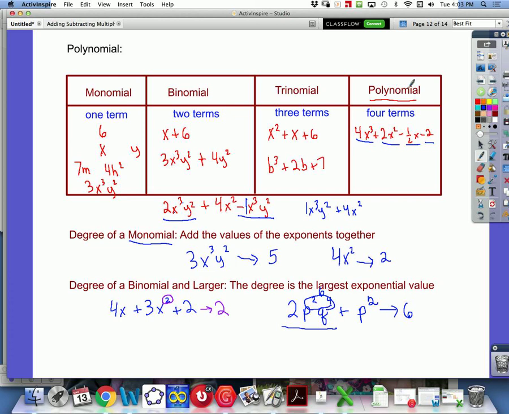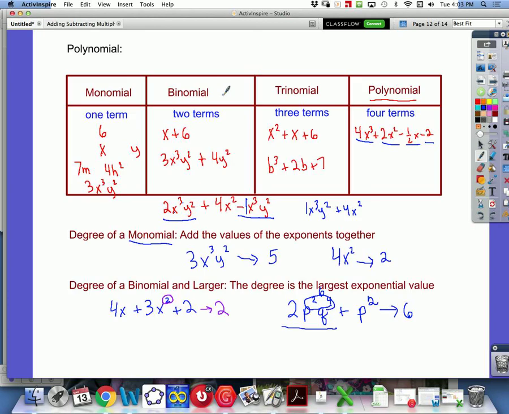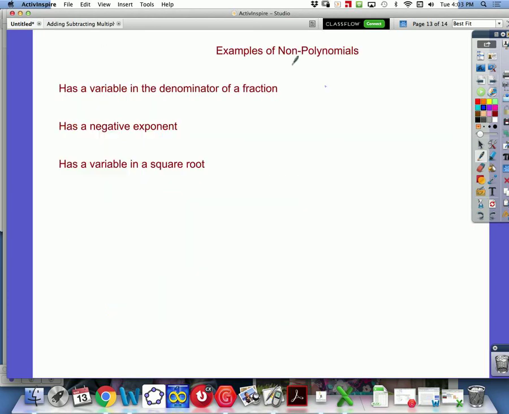Now that you can define polynomials and look at a degree, let's look at examples of non-polynomials. Because when they give you problems asking, is it a binomial or is it a trinomial, they're going to also throw problems in there that have non-polynomials in them. And that's going to try and throw you off. So the first example of a non-polynomial is if it has a fraction with the variable in the denominator. So something like 1 over x or 2 over 3y. Those are examples of non-polynomials.